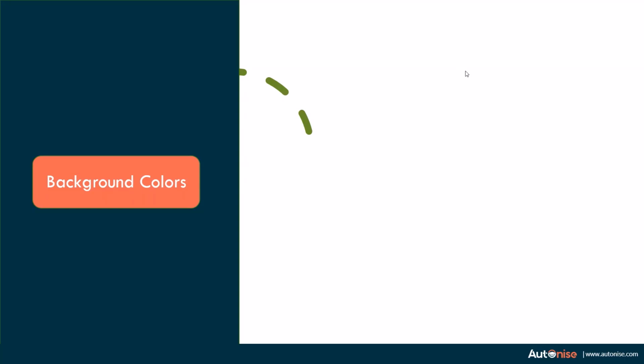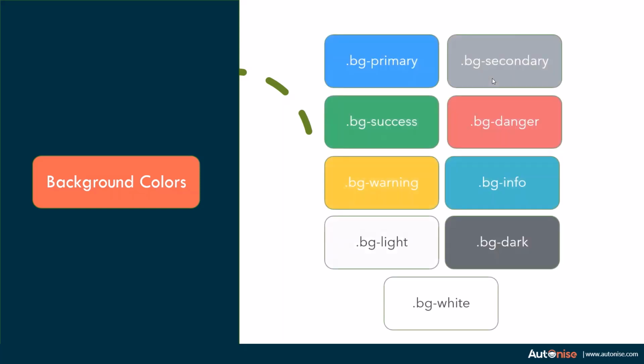Next, let's have a look at some predefined background colors in Bootstrap. In Bootstrap, primary means the blue color. So if you apply the class bg-primary, then you will get the background color to be blue. If you use bg-secondary, then you will get the gray color. Success stands for green color and danger is red color. Similarly, there are other background classes as well. You can use them to design your website.